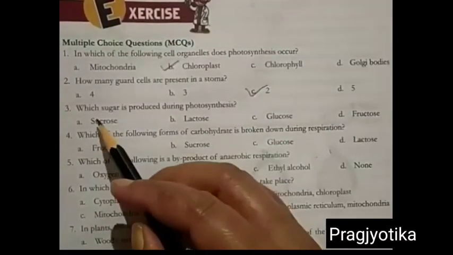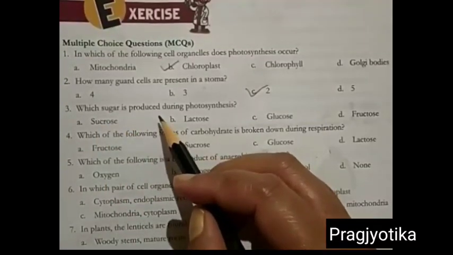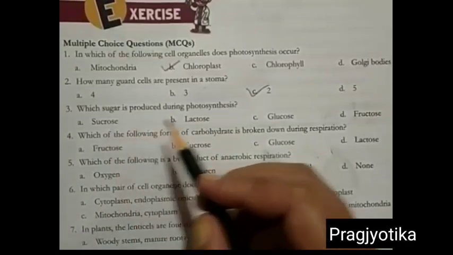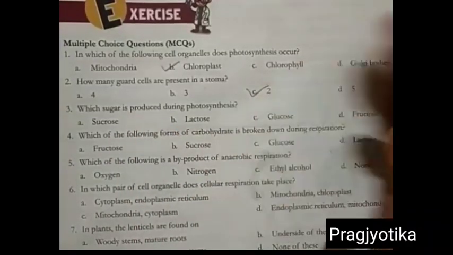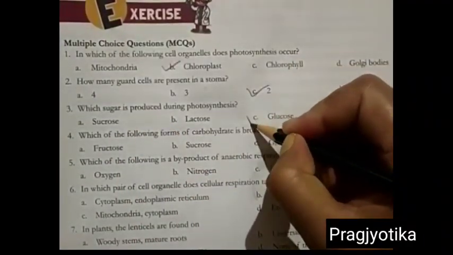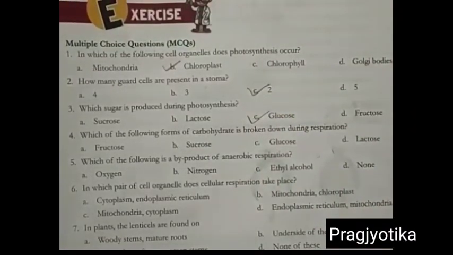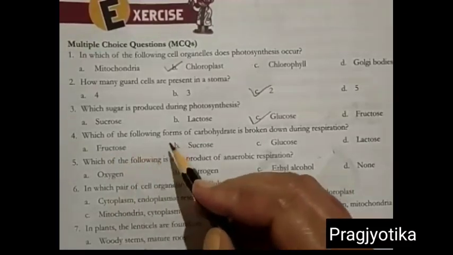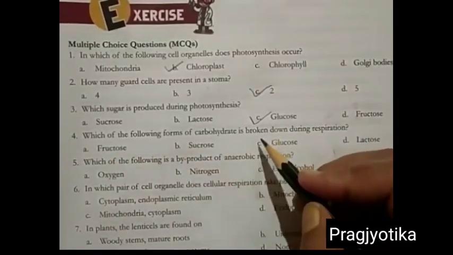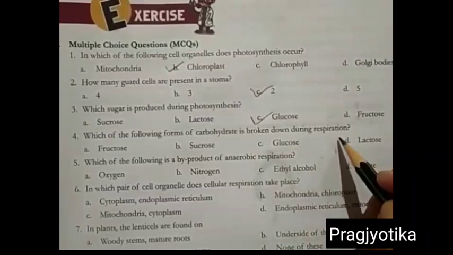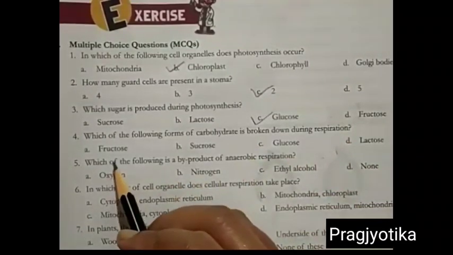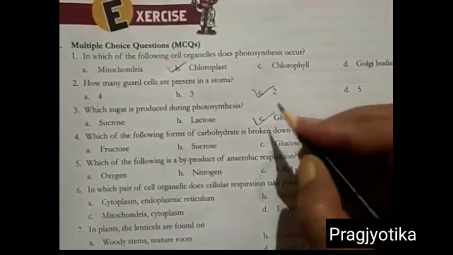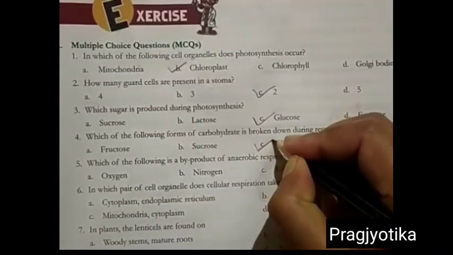Question number 3: which sugar is produced during photosynthesis? Options are sucrose, lactose, glucose, fructose. The correct answer is glucose. Then the next question: which of the following forms of carbohydrate is broken down during respiration? Options are fructose, sucrose, glucose, lactose. The correct answer is glucose.